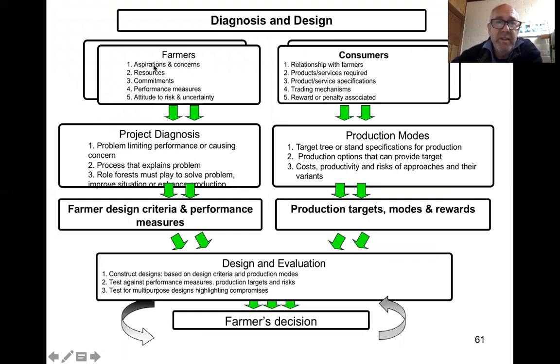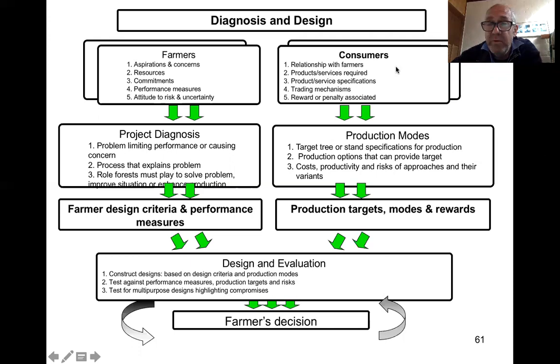Look at the farmer's aspirations, concerns, resources, interests. Look at understanding the problems and explore the process that explains the problem, whether it's a shelter problem or biodiversity. Explore some of the research and ask the question, what role might trees or forests play to solve that problem? And then you get design criteria and performance measures. How will the farmer actually judge whether or not the solution is going to suit them in some way?